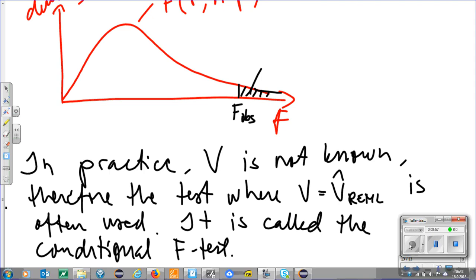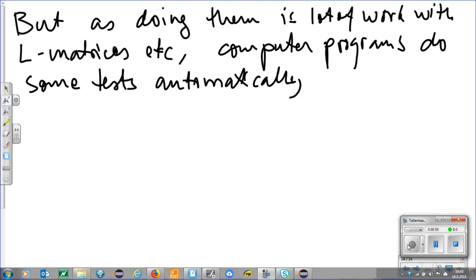But as doing those tests manually is a lot of work with L matrices and so on, computer programs do some tests automatically. Sometimes I feel that this automatic conduction of tests is causing more confusion than benefit, but it is very important to recognize that they are not doing something different from what we presented here, but they are just doing a lot of tests, or several tests, following certain procedures, and it's important to understand what kind of procedures they are following.